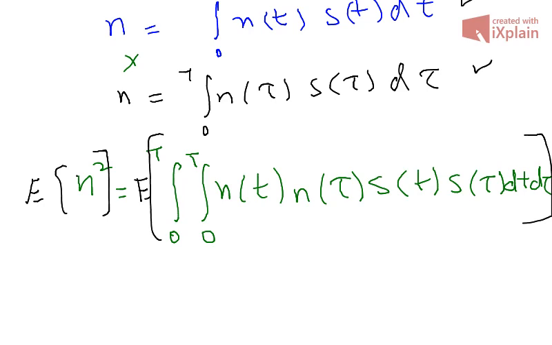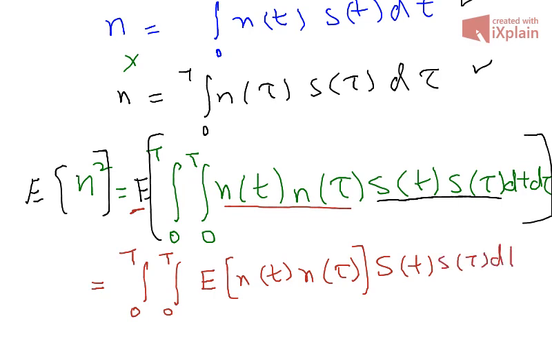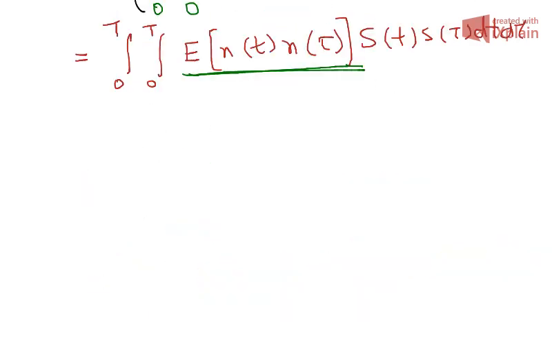Now you can see that s of t is deterministic. S of t and s of tau are deterministic signals. The random process is given here, this one. So the expectation operation would operate on this random process. We can just rewrite it as integral 0 to T, 0 to T, expected value of n of t, n of tau, times s of t, s of tau, dt d tau. We can rewrite this expression here. The expectation operation operates on the random process.